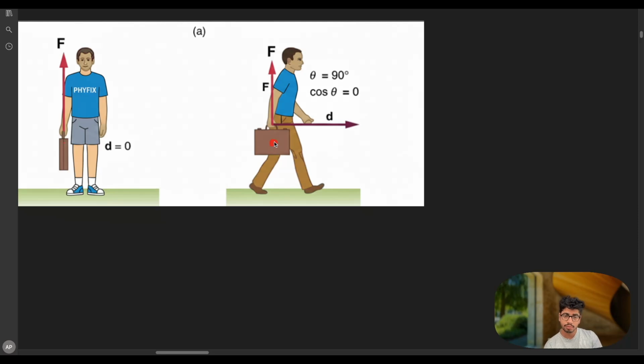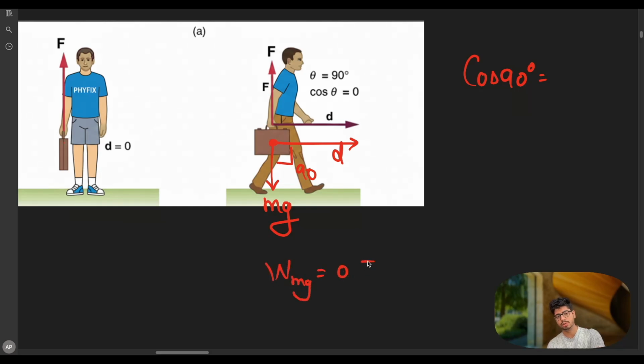Let me also talk about the gravitational force. The gravitational force is acting downward and the displacement is in this direction, so still 90 degrees. Cos 90 degrees is 0, so that is the work done. If somebody asks you the work done by the mg force, or gravitational force, in this case it is also 0. This is how we define it.